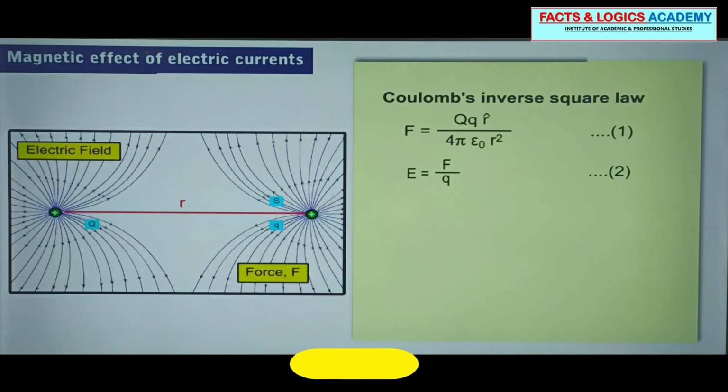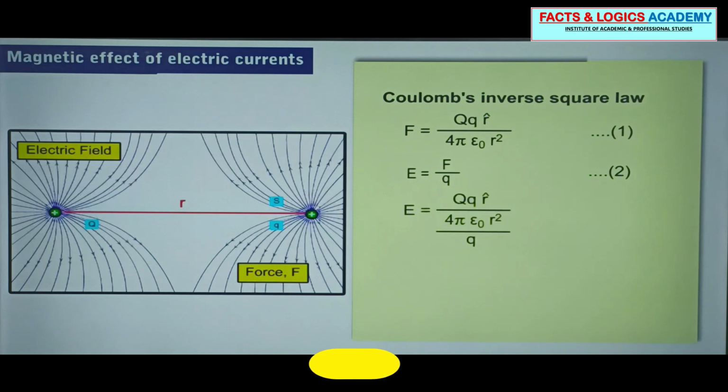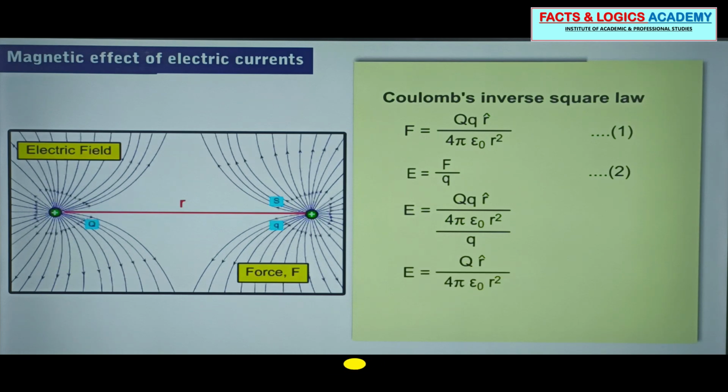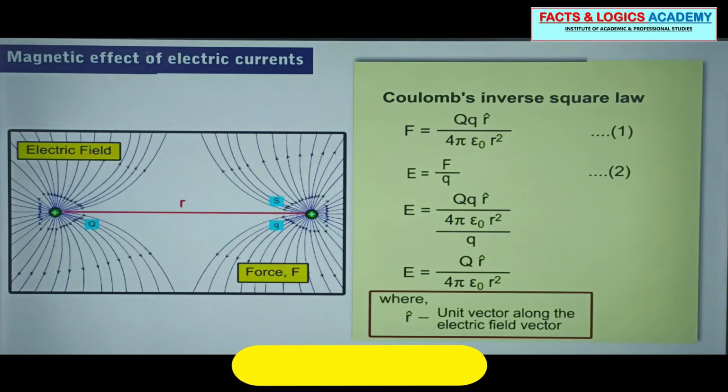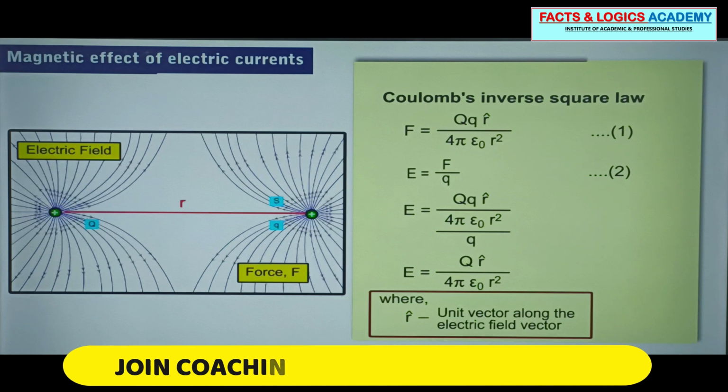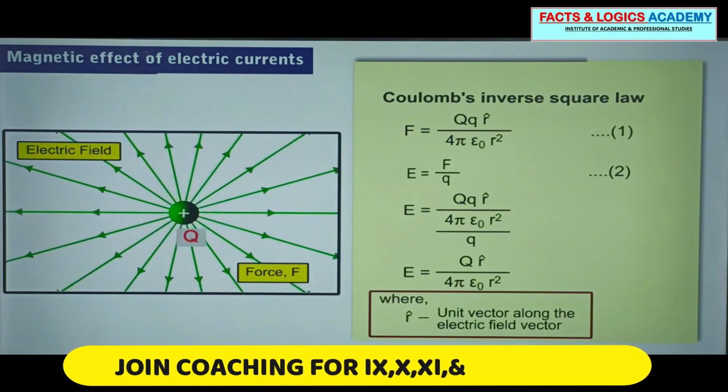Substituting equation 2 in 1, we get the intensity of the electric field as E = Q r cap divided by 4 pi epsilon naught r square, where r cap is the unit vector along the electric field vector. The electric field has its own existence and is present even if there is no additional charge to experience the force. Thus, the field due to Q exists even in the absence of the additional charge q.